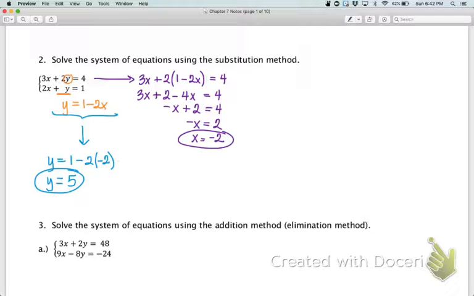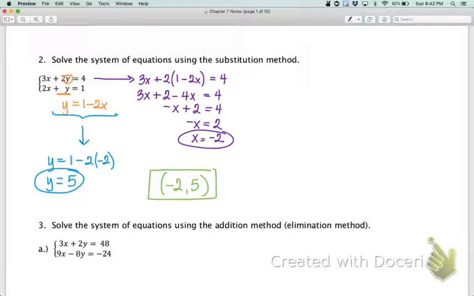Now again, what we just found is if we were to graph those two lines, the single point where these two lines would intersect would be the ordered pair -2, 5. And so we always write our answer as an ordered pair. So that's how we can use the substitution method.